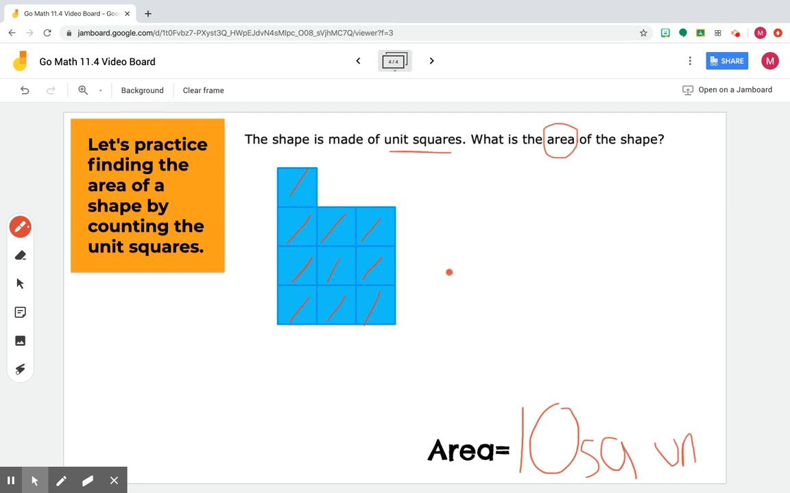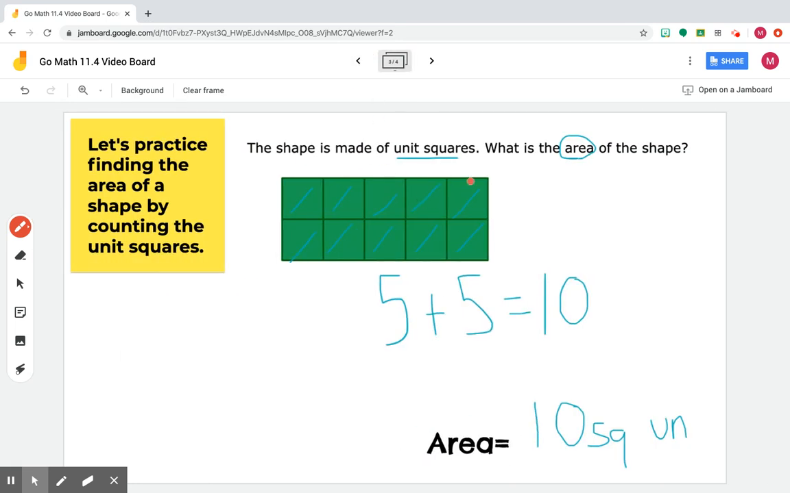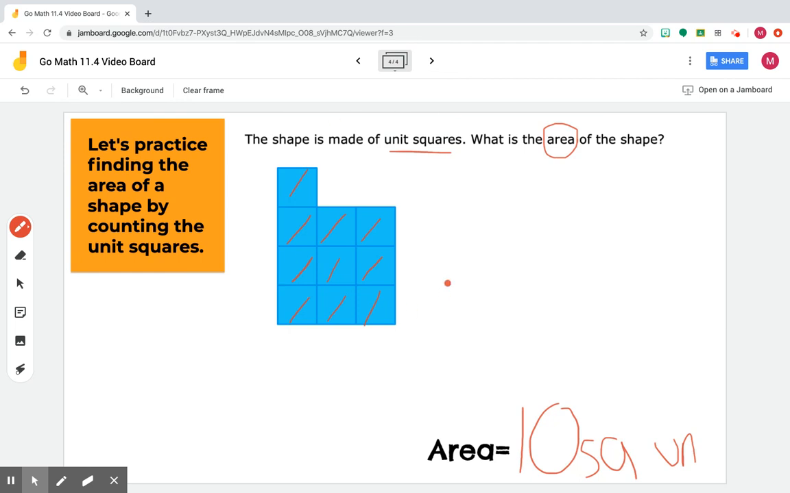Now, what I think is really interesting is for this problem, the area was 10 square units. And for this problem, it's 10 square units. However, the figures look very different. That's okay. We still find the area the same way by counting the unit squares inside our figure.